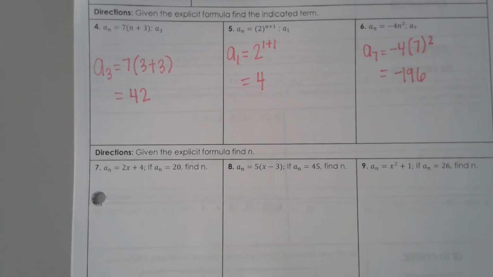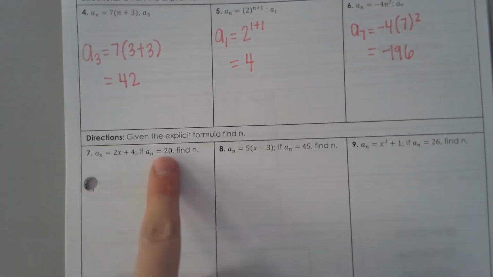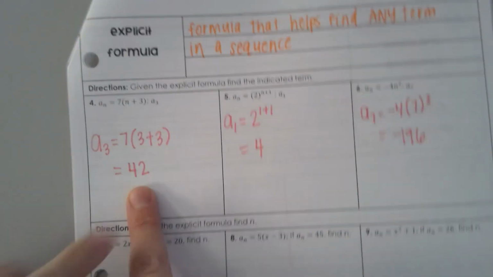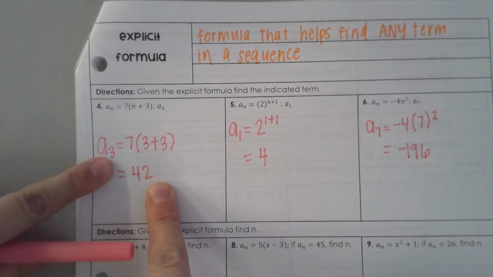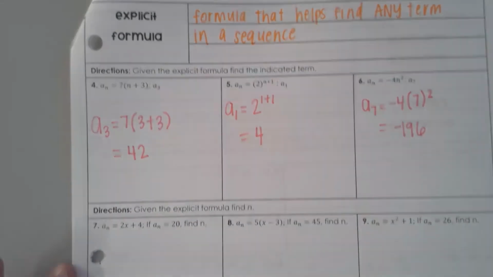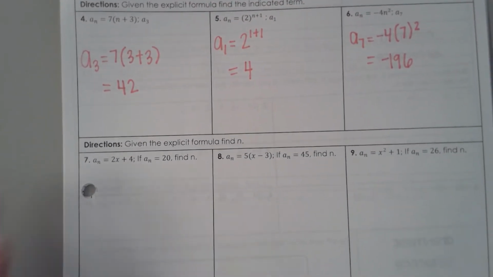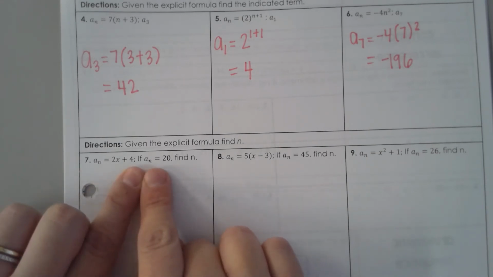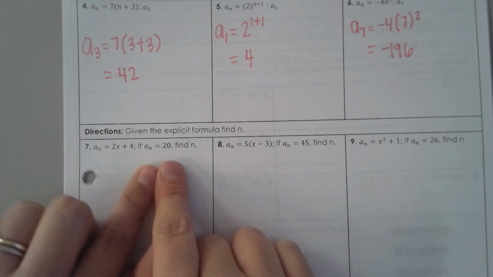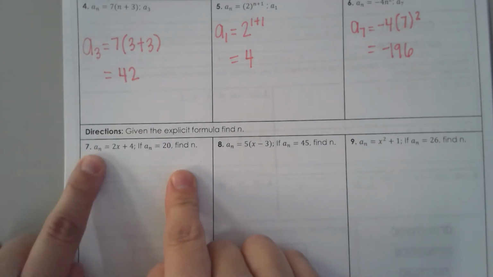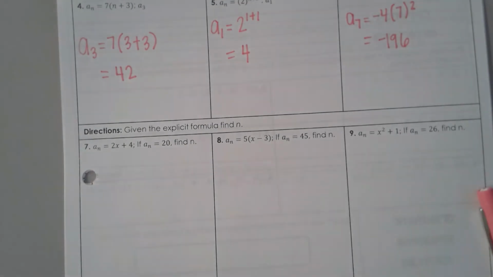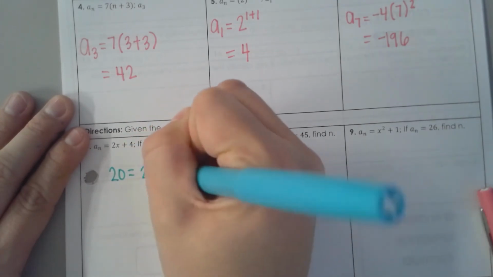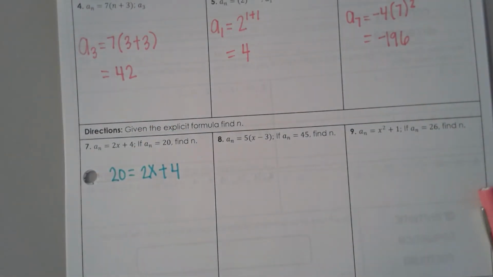These last 3, I'm giving you the formula and I'm giving you the actual term. You're telling me which term that is. So like it would be if I had given you 42, you have to tell me 3. So if I know that AN equals 2x plus 4, and I've told you that AN equals 20, we're going to substitute the 20 for the AN because they're equal. So I'll do 20 equals 2x plus 4, and then solve.